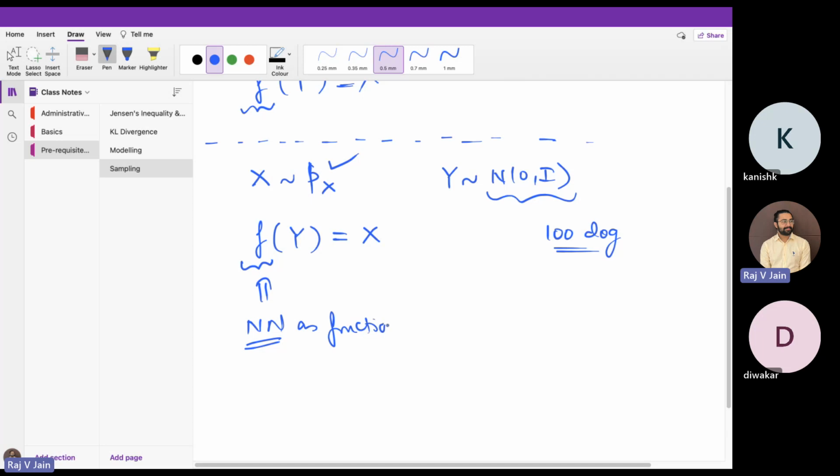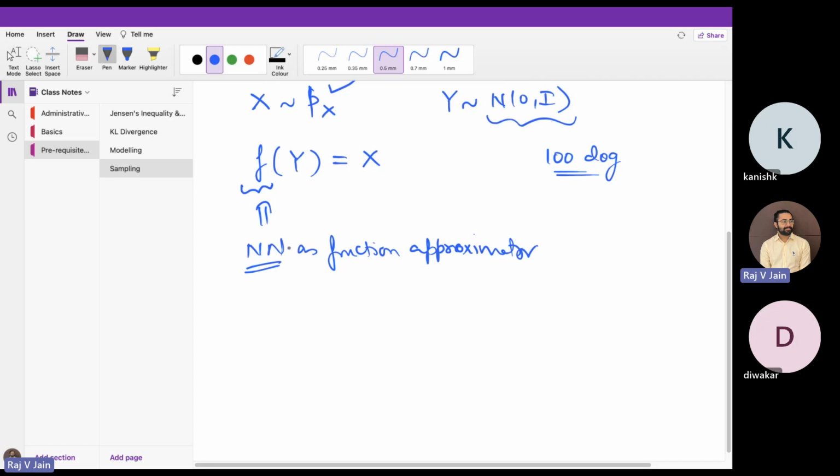So basically, the idea is that there is a true function f. There is some function f which is true, which exists in nature, and which can take a n0i sample and convert it to a dog image for me, right? But we don't know that function. Neither do we know the true dog image distribution underlying. So our hope is that using these samples, which I got from PX, I hope to build a function approximator.